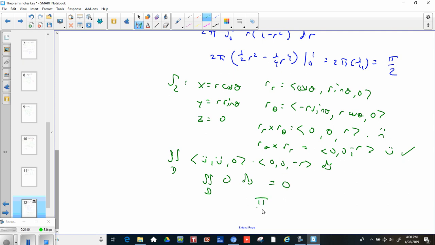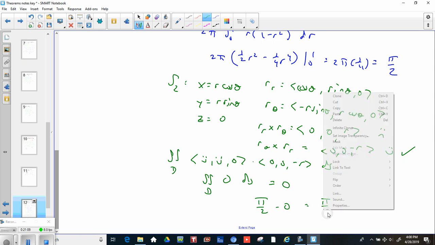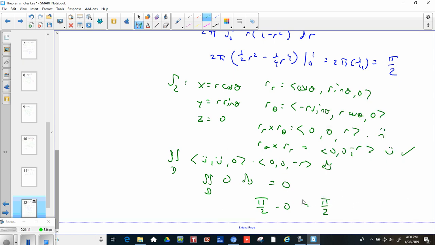So indeed, we do get that pi halves minus 0 is pi halves. Let's finish this off. There you go.